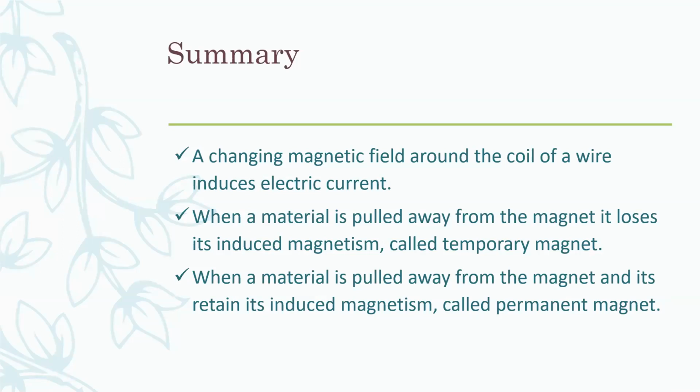A changing magnetic field around the coil of a wire induces an electric current. The second thing is that when a material is pulled away from the magnet and loses its induced magnetism, it is called a temporary magnet. And when the material is pulled away from the magnet and retains its induced magnetism, it is called a permanent magnet.